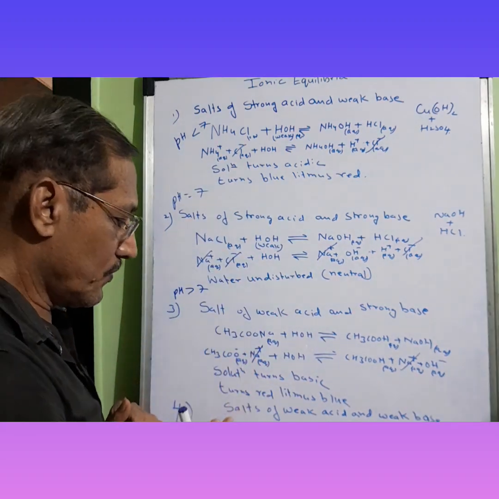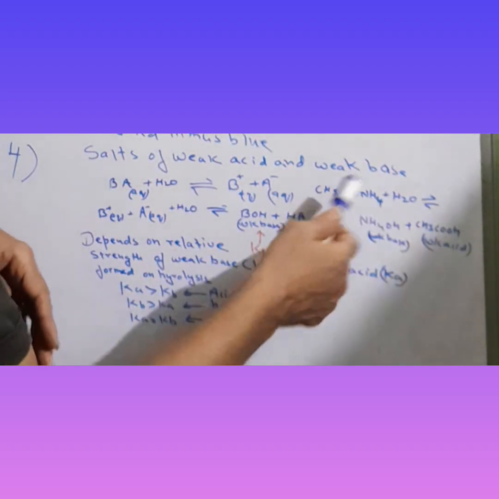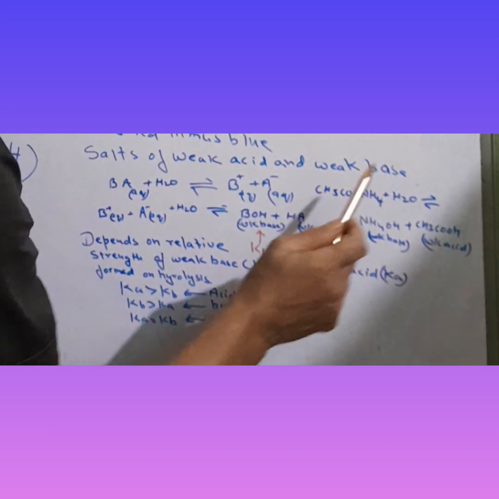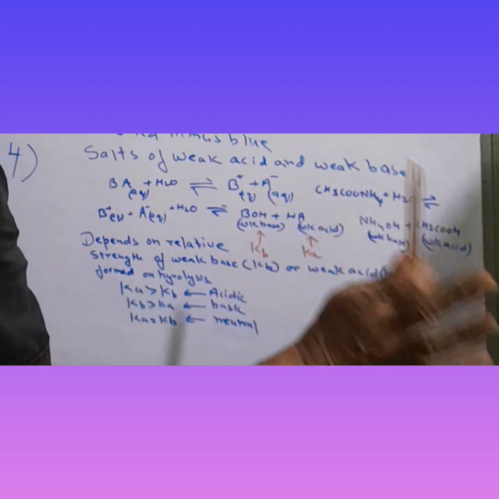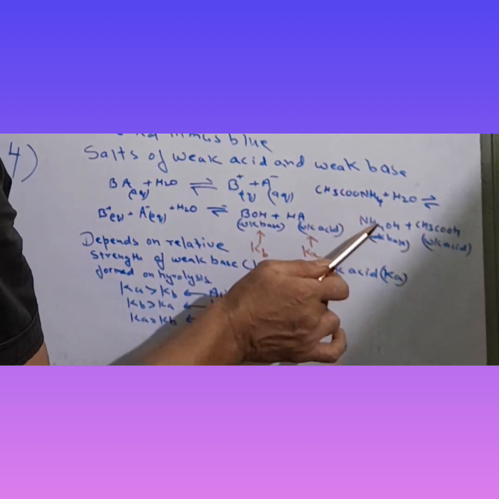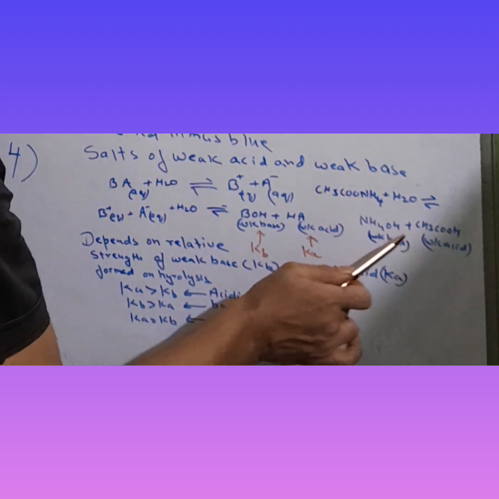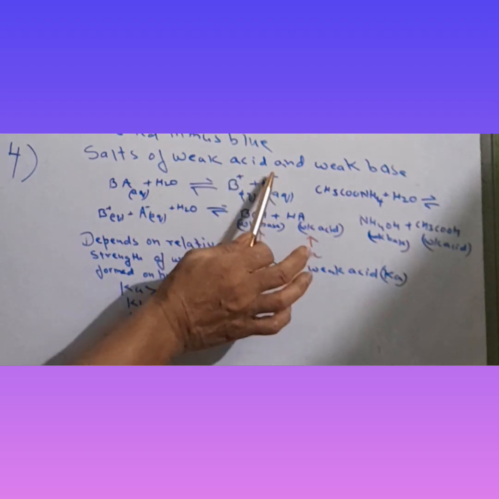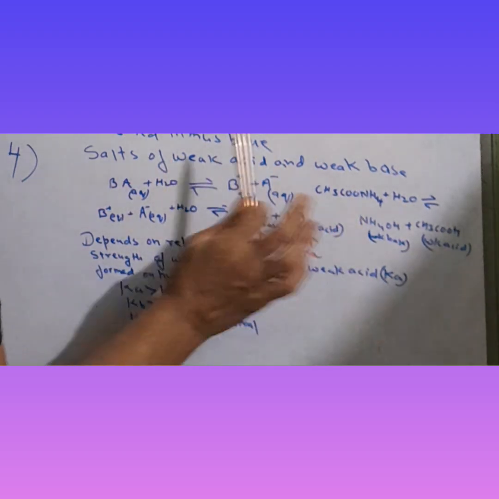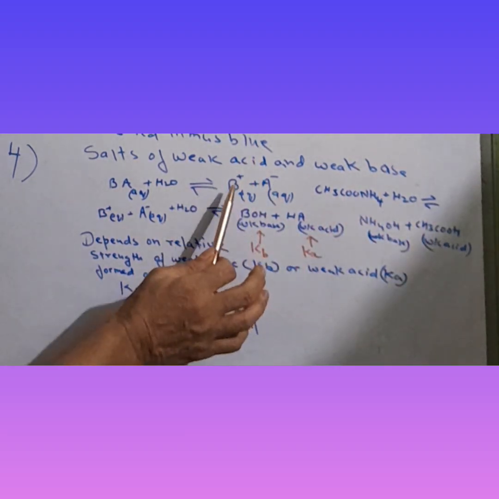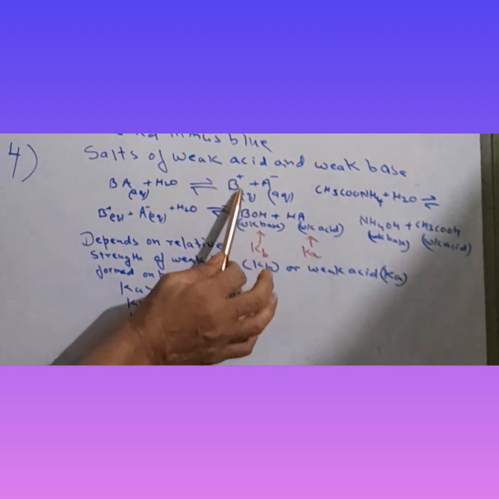Now let's come to the fourth part, salts of weak acid and weak base. What happens in this? Let's take a general example. I have given ammonium acetate: hydrolysis of ammonium acetate gives ammonium hydroxide, a weak base, and acetic acid, a weak acid. So it is a salt of weak acid and weak base, giving ammonium hydroxide and acetic acid, both weak. I have just taken a general example: BA gives you B plus and A minus in aqueous medium. When I say B plus, that means ammonium plus, and A minus is CH3COO minus. This is the weak base and this is the weak acid.